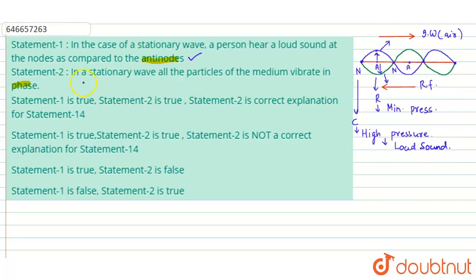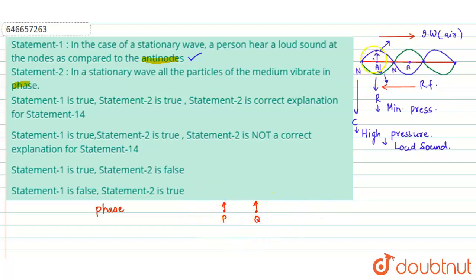Now let us examine statement number 2. Statement number 2 says that in a stationary wave, all the particles of the medium vibrate in phase. Now what is the meaning of phase here? First, let us be clear about the phase. Particles are said to be in phase when their speed and their direction of motion are the same. Let us suppose that we have two particles, P and Q. They are said to be in the same phase when their directions of motion and their speeds are the same.